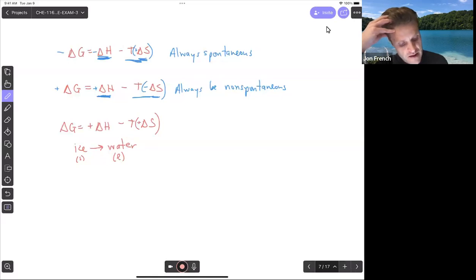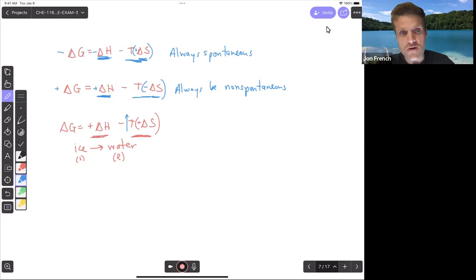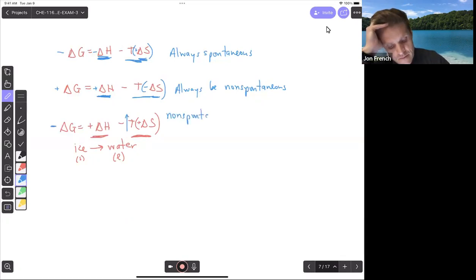And so I have an endothermic process. That endothermic process results in an increase in entropy. So what that tells me is that as temperature increases, eventually I'm going to subtract a large enough number and it's going to cancel out my delta H, and I will have a negative delta G, and it will become spontaneous, right? So non-spontaneous at low temp, and that'll be spontaneous at higher temp.